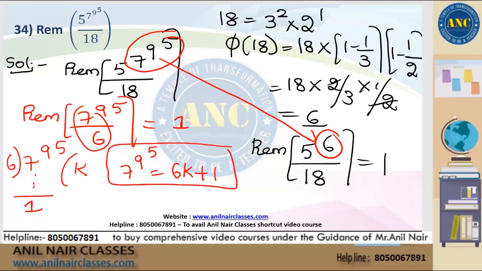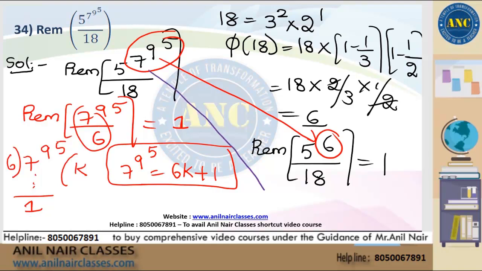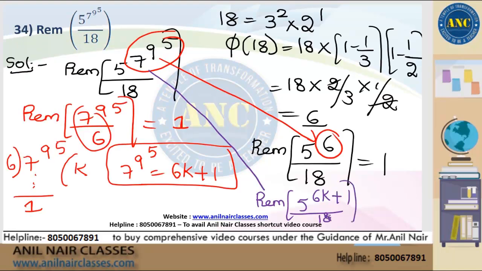So this question will move out to remainder of 5 power 6k plus 1 divided by 18. So now the answer is clear. 5 by 18 is 5. So some of the very advanced level questions in remainders can be solved in fewer steps and less time by using Euler's theorem.